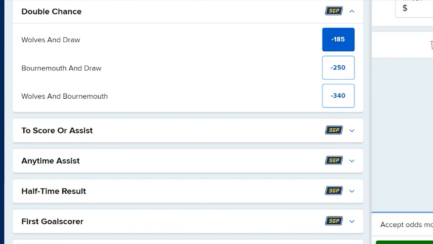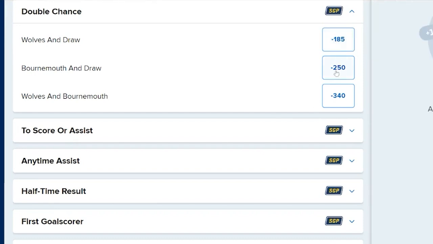Because you have the Wolves and the draw, not or, and. Now we're paying for it. You notice these are all minus, where everything we've talked about already is plus money. That's because you're getting 2 of the 3 options. And of course, you can choose any 2 that you want.